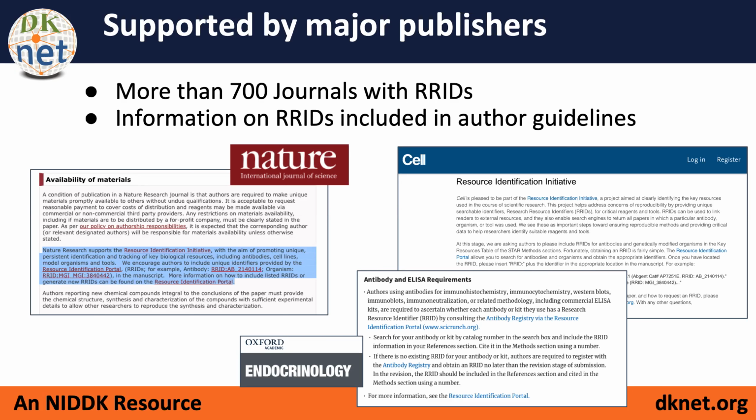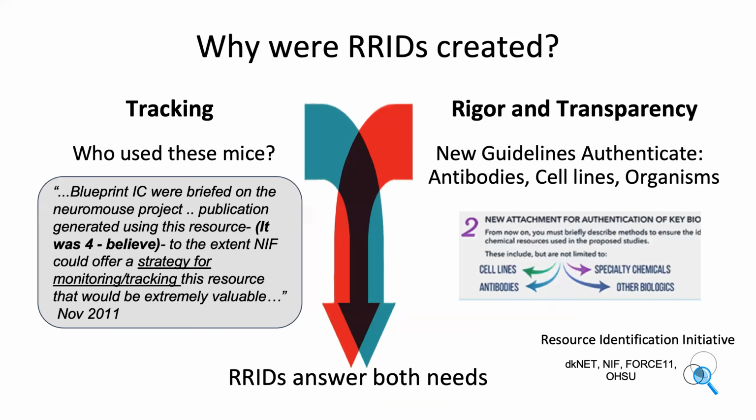in the author guidelines. Some of the journals actually require this information to be provided, and so there's now a growing number of these well-identified resources in the literature available to researchers.